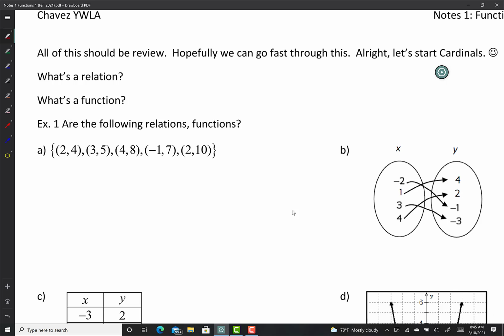Yeah, so what's the relation? Any set of ordered pairs. Any set of ordered pairs is a relation. You have a whole bunch of points, x, y, x, y, x, y, x, y, x, y, and that's it. It doesn't matter how many points you have. Any set of ordered pairs is a relation.